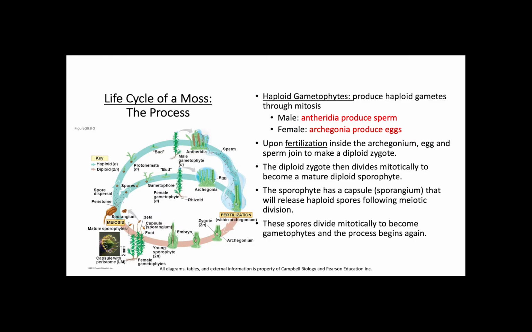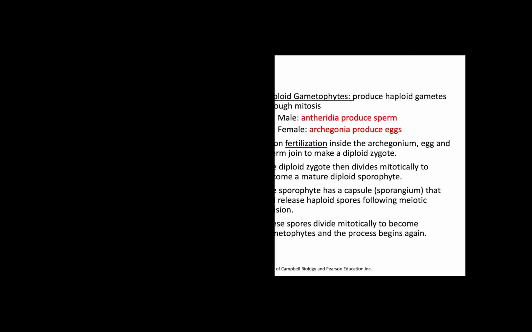The diploid zygote then divides mitotically to become a mature diploid sporophyte. The sporophyte has a capsule, or in this case, the sporangium, that will release haploid spores following meiotic division. These spores then divide mitotically to become gametophytes, and the process begins all over again.